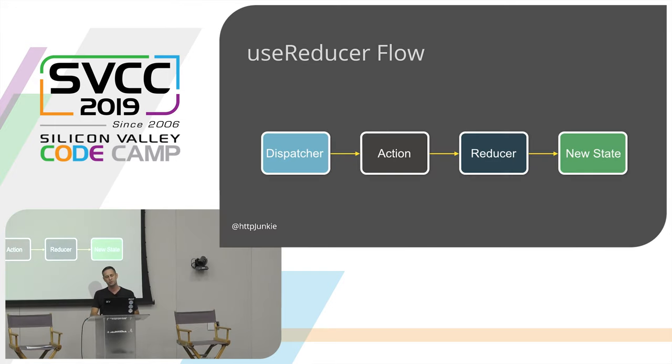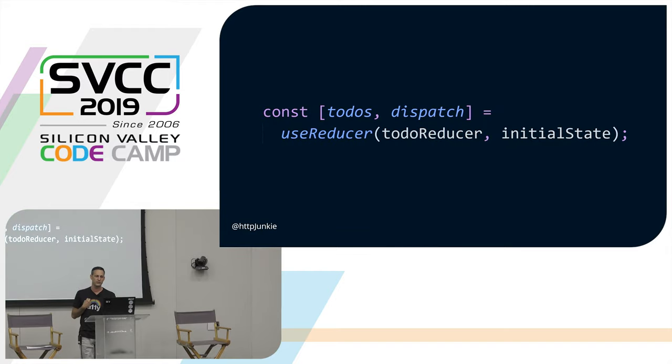Before we see an example of the code, this is kind of the basic flow. You have a button, it calls a function that dispatches an action. That gets handled by a reducer, which involves a new state being returned. That new state is then available for you to use.